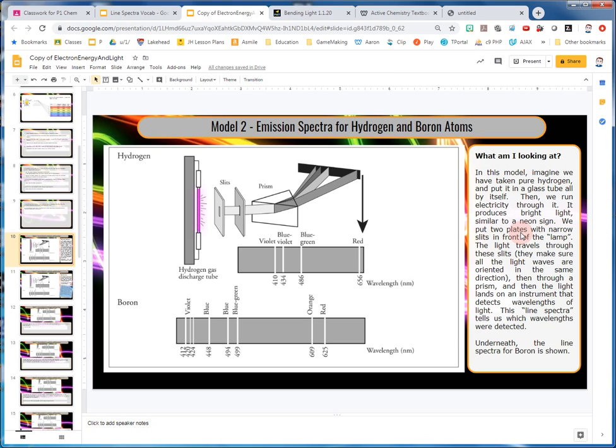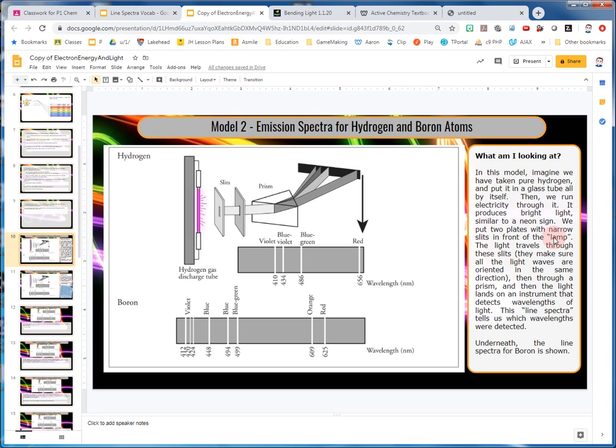We put two plates with narrow slits in front of the lamp. So if this is the lamp here, then these would be our slits. They're just little slots that have been cut out of these two plates. Almost looks like you could put a quarter in there. So the light travels through those slits. Of course, it's getting blocked by the plates mostly, but a little bit of that light goes through the slits.